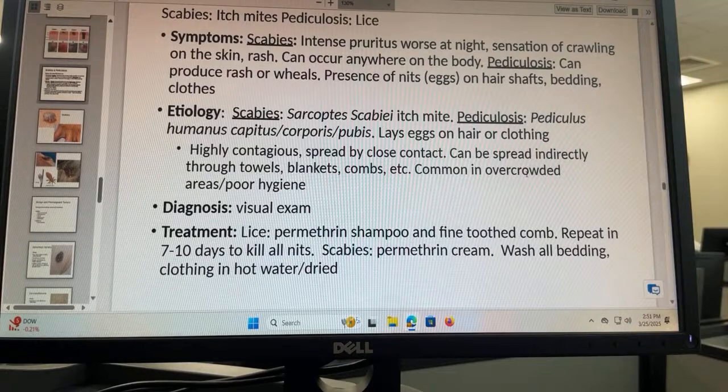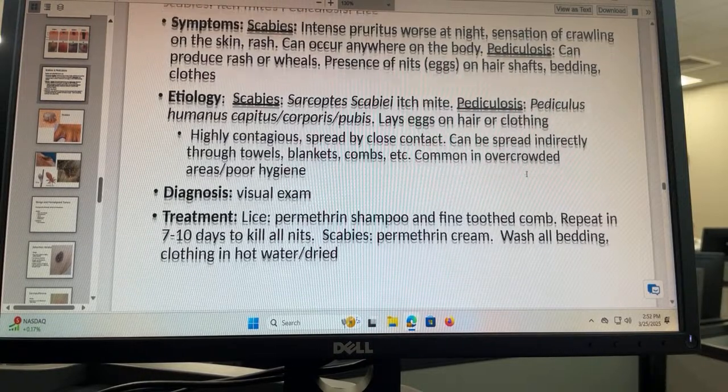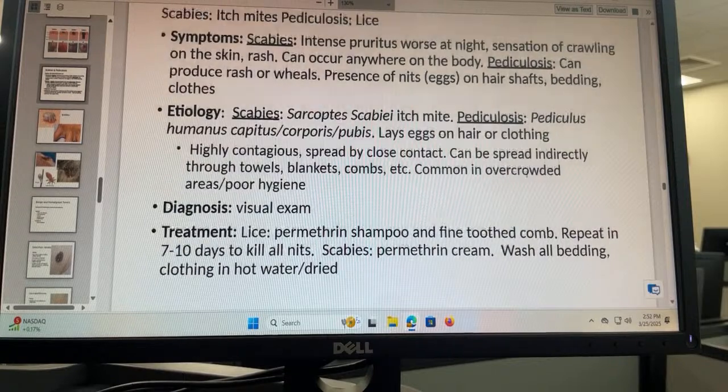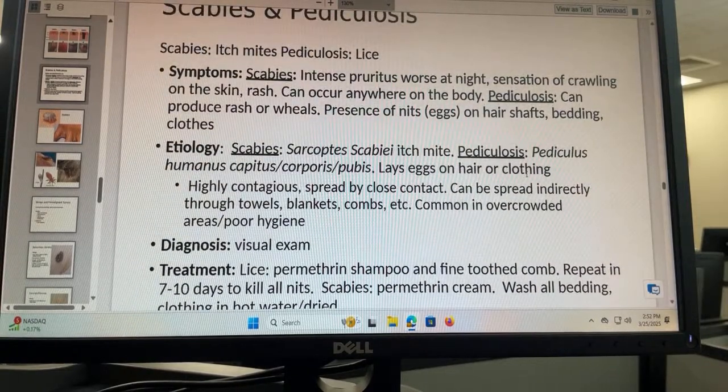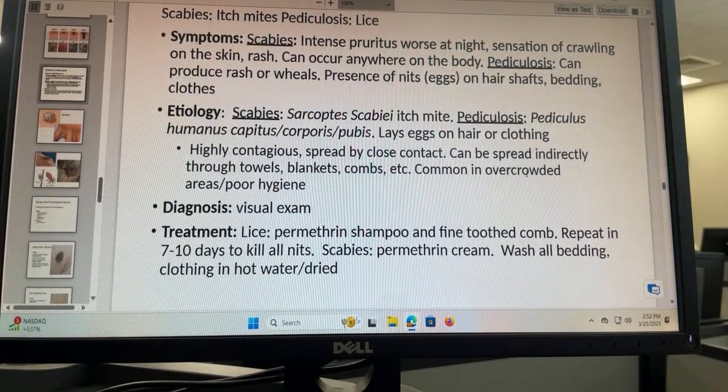Both of these are highly contagious. They're spread by close contact. They can also be spread indirectly from sharing towels and blankets. They can crawl onto those and then pass on to the next person. Hair brushes too. So again, overcrowded areas or a bunch of children together, like summer camps and daycares, is very common. Diagnosis, again, is just a visual exam. Diagnosis is pretty easy in the skin world.